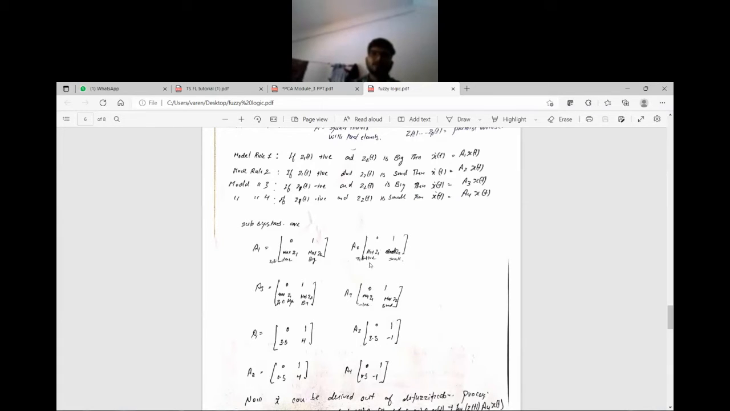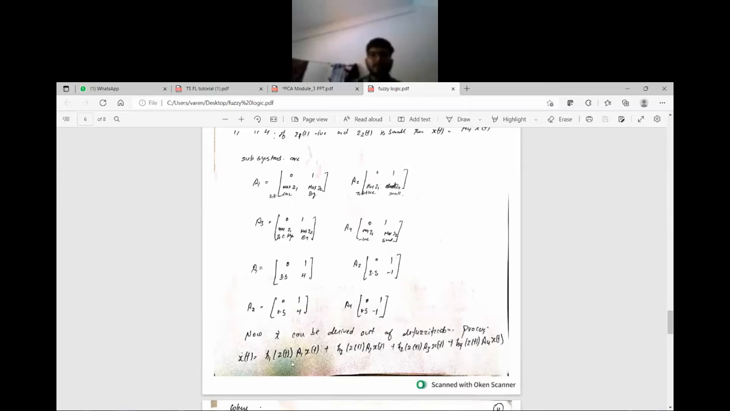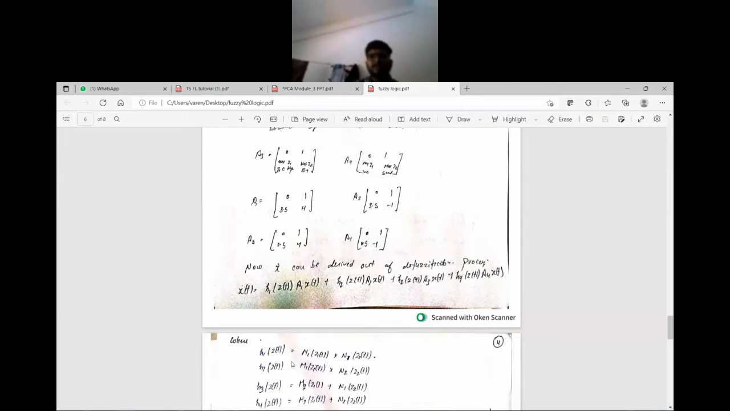So now for x dot, we can derive x dot out of the defuzzification process. So x dot will become h1 z(t) a1 x(t), and similarly for the other functions, we have different subsystems. According to that we will assign weight to them. h1, h2, h3, h4 are the weighted functions. Here h1 z(t) is m1 z1(t) into n1 z(t). Similarly, we can assign weight to all h1, h2.